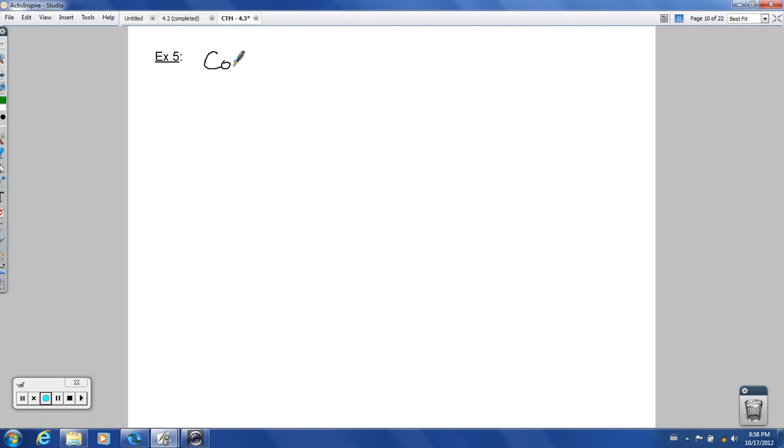Now we're going to go the opposite way. So convert 839 to base 7. Convert 839. Remember, there's no number here, so we assume it's base 10. We're going to convert that to base 7.